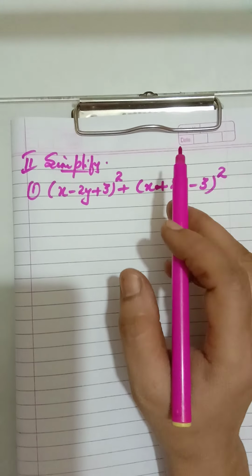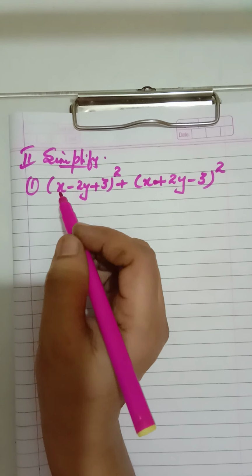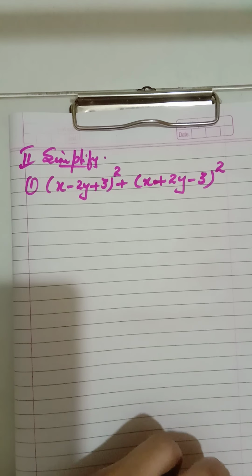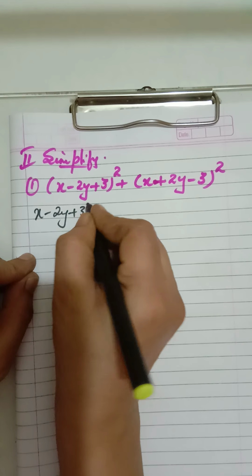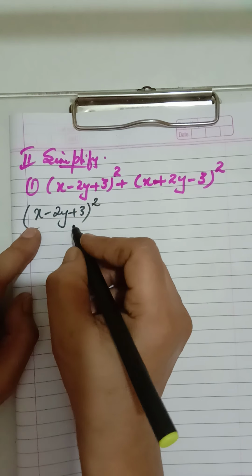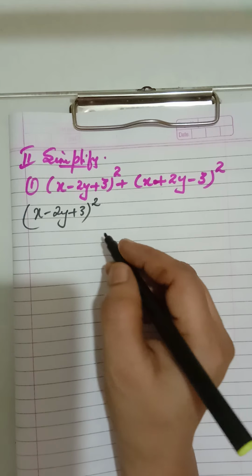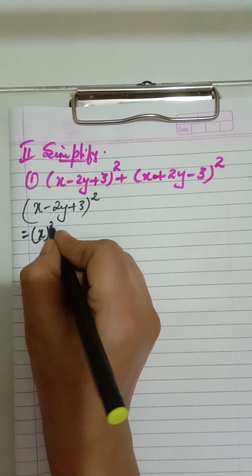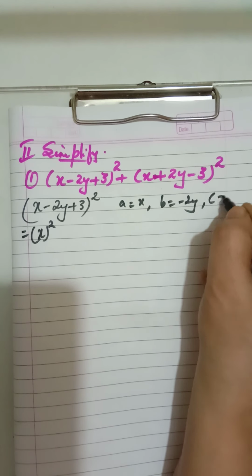Both expansions you can do at one time, so that method is also applicable. Whichever you feel is easy, you can go ahead with that. Now here I am using the method I used last time, taking one term at a time. So here (x − 2y + 3)². Now a is x, and you can write directly, or let a equal x, b equal −2y and c equal 3.